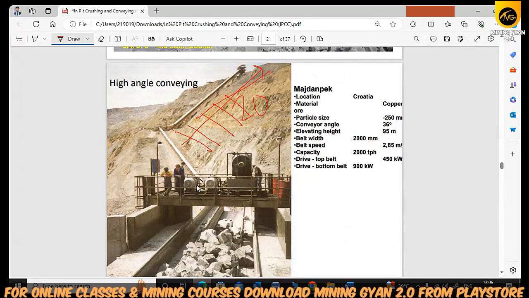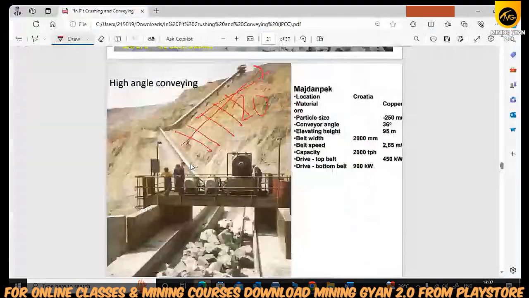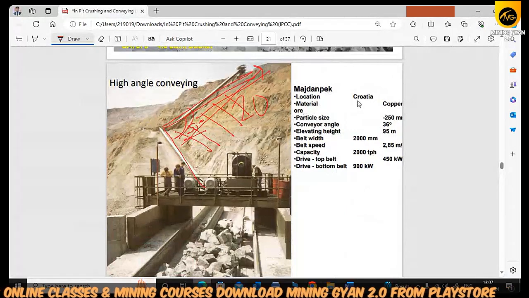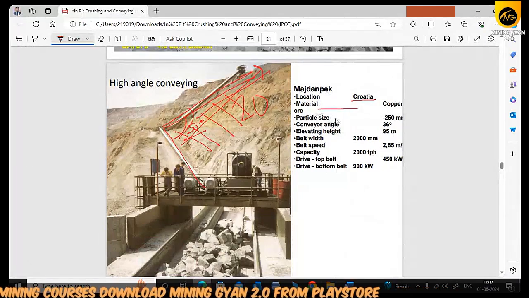But in the high angle belt conveying system, we just have to put one conveyor to the main system, and from there you see how much angle. This is almost a 90-degree angle, almost 90 degrees. It is more than a 90-degree angle we have to put. The location is Corita. It is a copper mine. You see it is also used in copper mines.